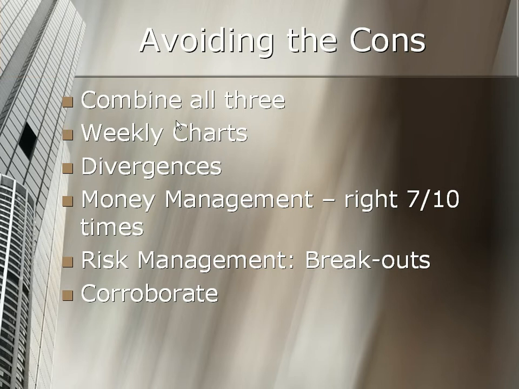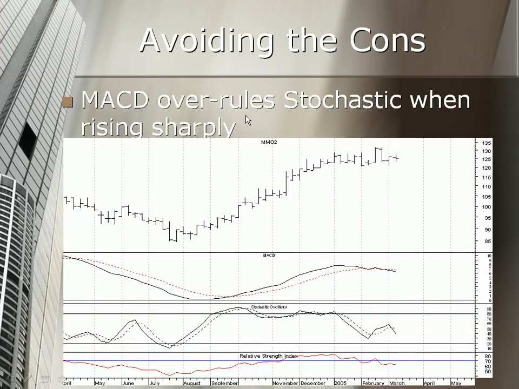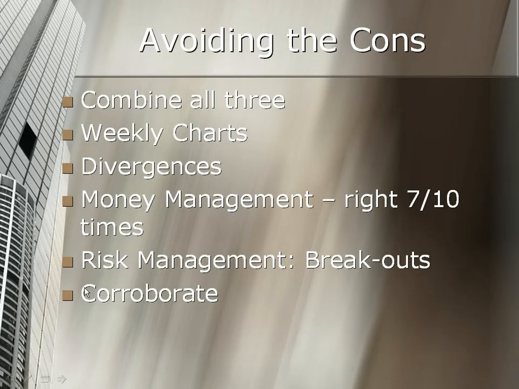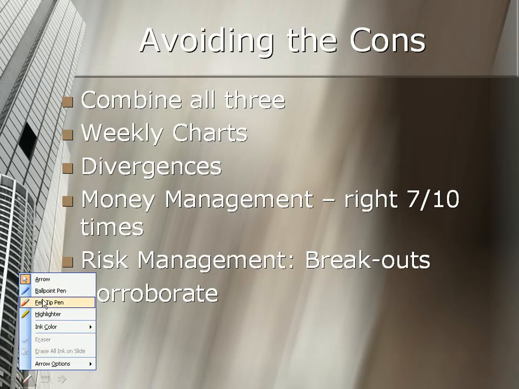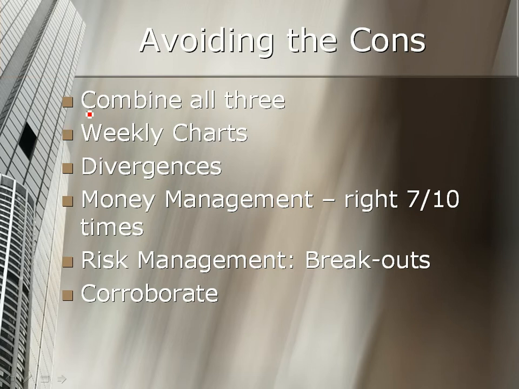The first thing we're going to have to do is take the best of all three indicators. So, for instance, we're going to combine the MACD, the stochastic, and the RSI. We're also not just going to look at daily charts to see where the momentum is coming on a day-to-day basis, but we're also going to have to look at weekly charts to see what the medium-term momentum is.